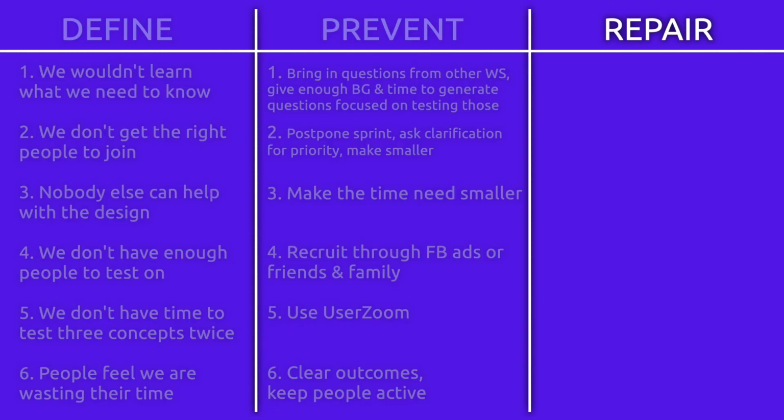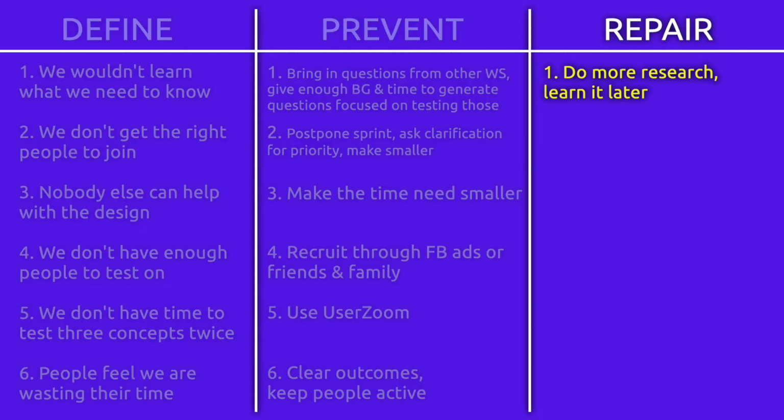And then the third column, which is also interesting, it's called repair. So what are the things you can do if the things you fear actually do happen? So in case we don't learn what we need to know, what I could do to repair that is to just do more research later. Pretty simple. So it's not like it's the end of the world. If we don't learn what we need to know, we'll just learn it later.